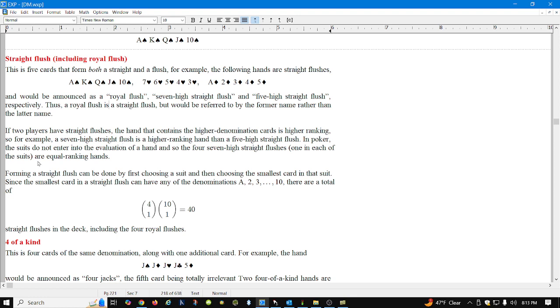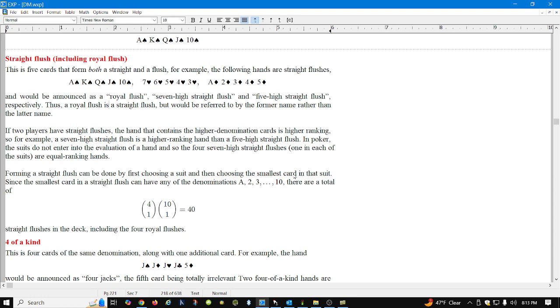Well, first you choose a suit. Spades, hearts, diamonds, or clubs. Then you choose the smallest card to form your straight flush. If that's a 7, then you know you need an 8, 9, 10, jack of that same suit. In other words, the suit and the smallest card have uniquely determined a single straight flush.